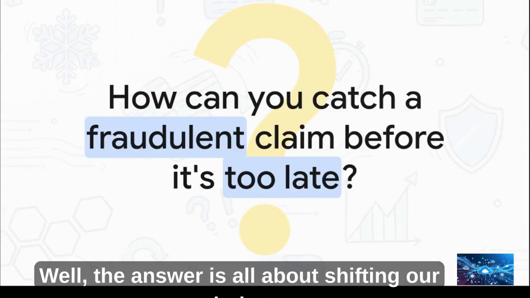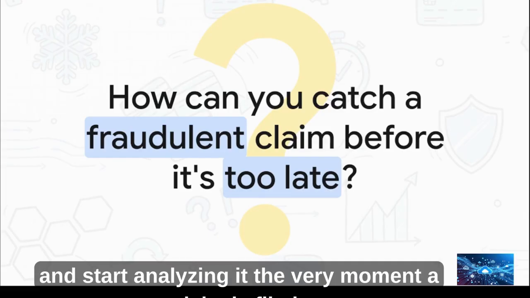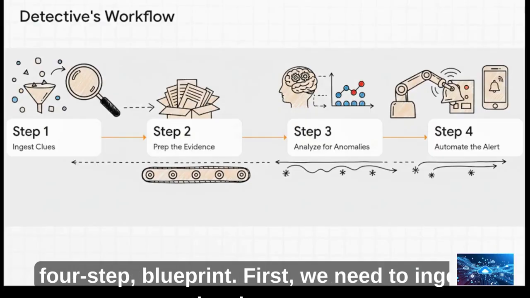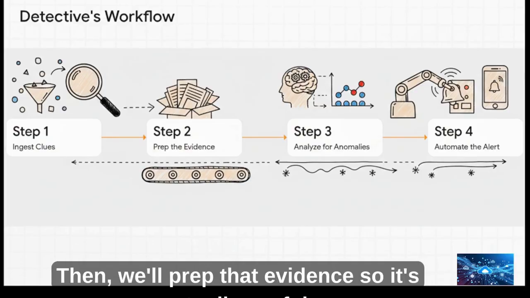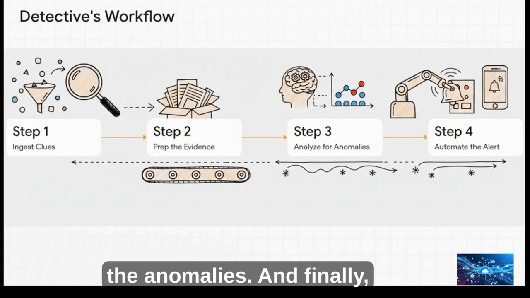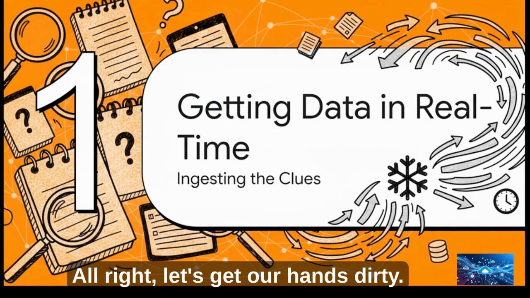already out the door? Well, the answer is all about shifting our mindset. We have to stop looking at data from days or weeks ago and start analyzing it the very moment a claim is filed. To do that, we're going to follow this really simple 4-step blueprint. First, we need to ingest the clues, and we need to do it in real time. Then, we'll prep that evidence, so it's actually useful. After that, we'll use a little machine learning magic to spot the weird stuff, the anomalies. And finally, we're going to automate the whole thing so it's always watching. All right, let's get our hands dirty.